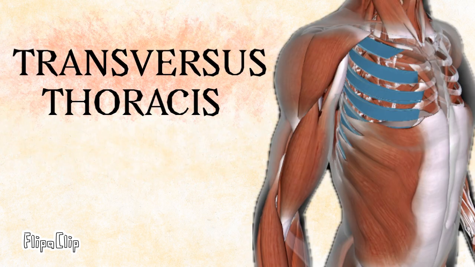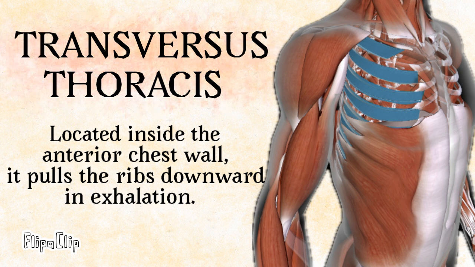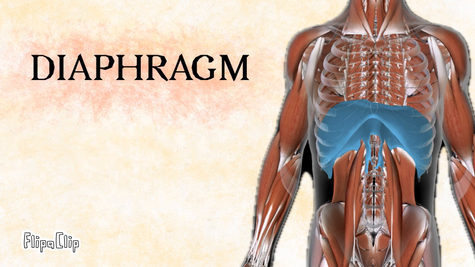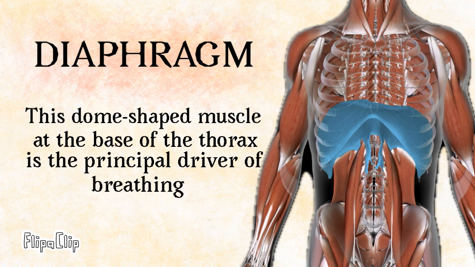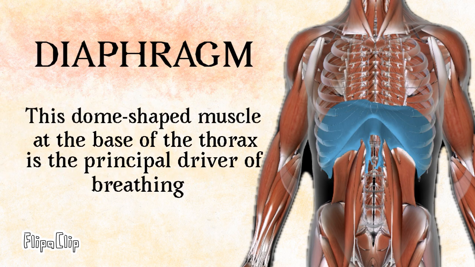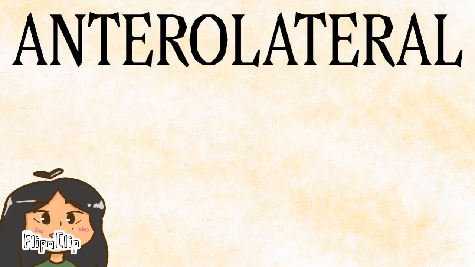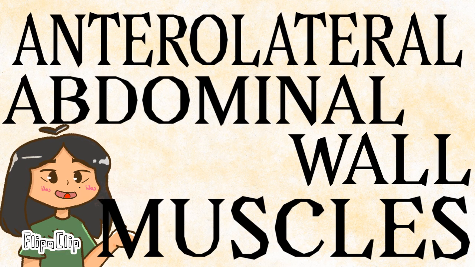Transversus thoracis, located inside the anterior chest wall. It pulls the ribs downward in exhalation. Diaphragm. This dome-shaped muscle at the base of the thorax is the principal driver of breathing. The anterolateral abdominal wall muscles.